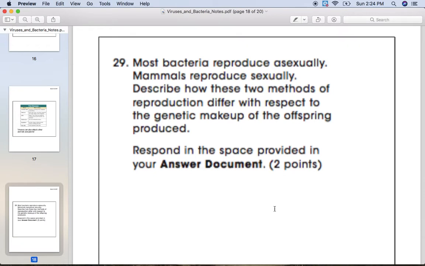Here are a few questions that have been on standardized tests before that I wanted you to take a look at and see if you could come up with some answers. So this first one, it says, most bacteria reproduce asexually, mammals reproduce sexually. Describe how these two methods of reproduction differ with respect to the genetic makeup of the offspring produced.